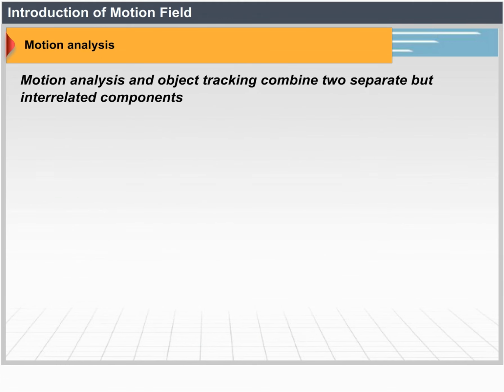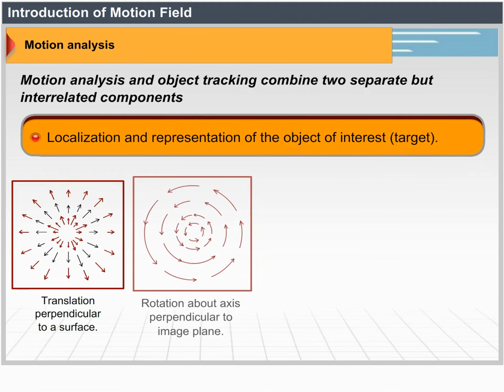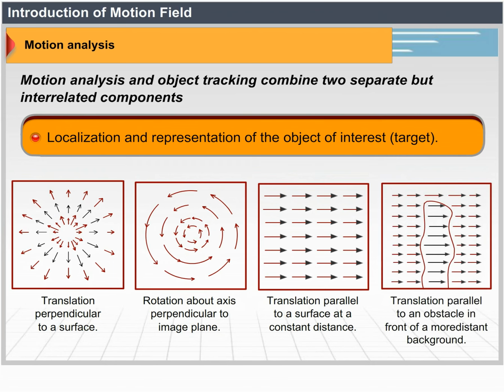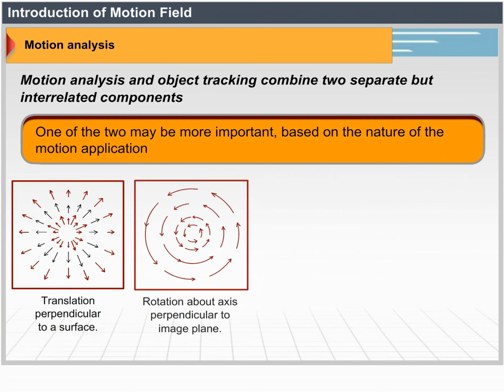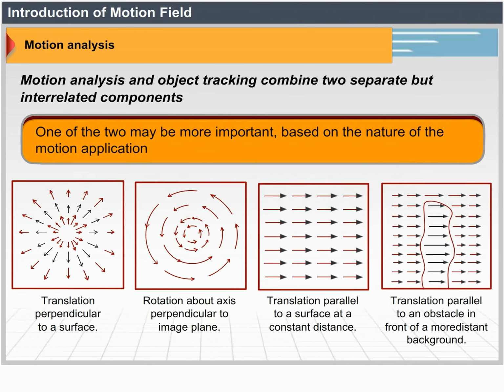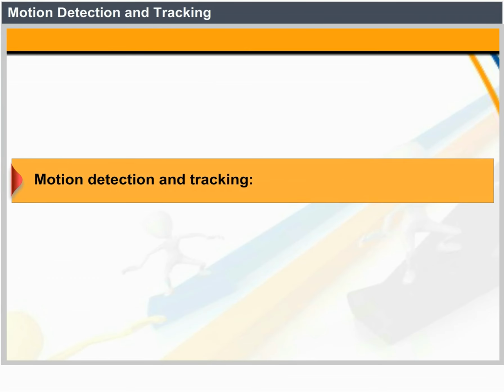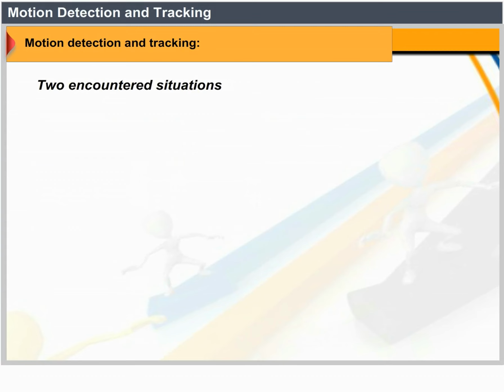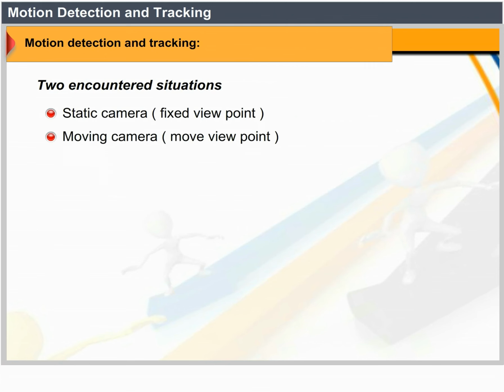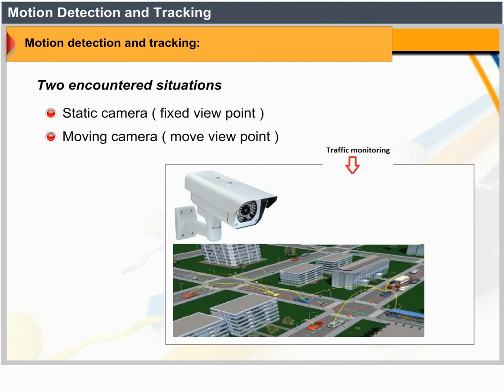Motion analysis and object tracking combine two separate but interrelated components: localization and representation of the object of interest, the target, and trajectory filtering and data association. One or the other may be more important based on the nature of the motion application. Motion detection and tracking. To detect and track objects moving independently of the background. Two situations encountered are static camera, fixed viewpoint, and moving camera, moving viewpoint.